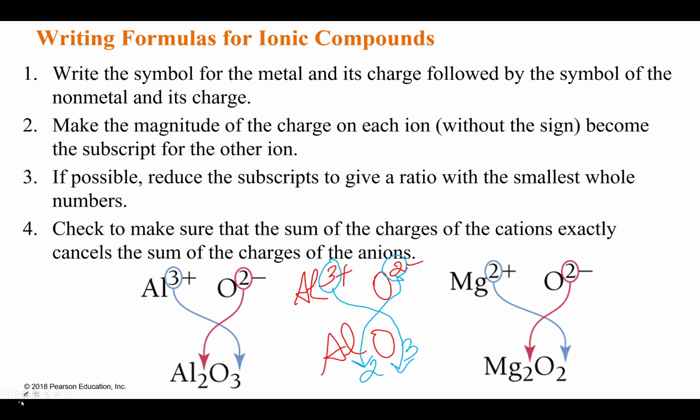Let's take a look at how we can do that for magnesium oxide. So notice the magnitude of the charge is 2 here and 2 there, so I can put them as Mg2O2. But wait, for ionic compounds, we always write it as the lowest possible ratio. So what we should be doing instead is actually writing this formula as MgO. That's the correct formula, not this. All right, so the correct formula for it is MgO.